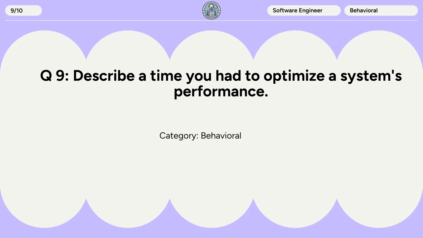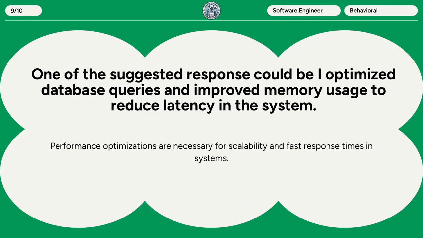Question 9. Describe a time you had to optimize a system's performance. One of the suggested responses could be: I optimized database queries and improved memory usage to reduce latency in the system. Performance optimizations are necessary for scalability and fast response times in systems.